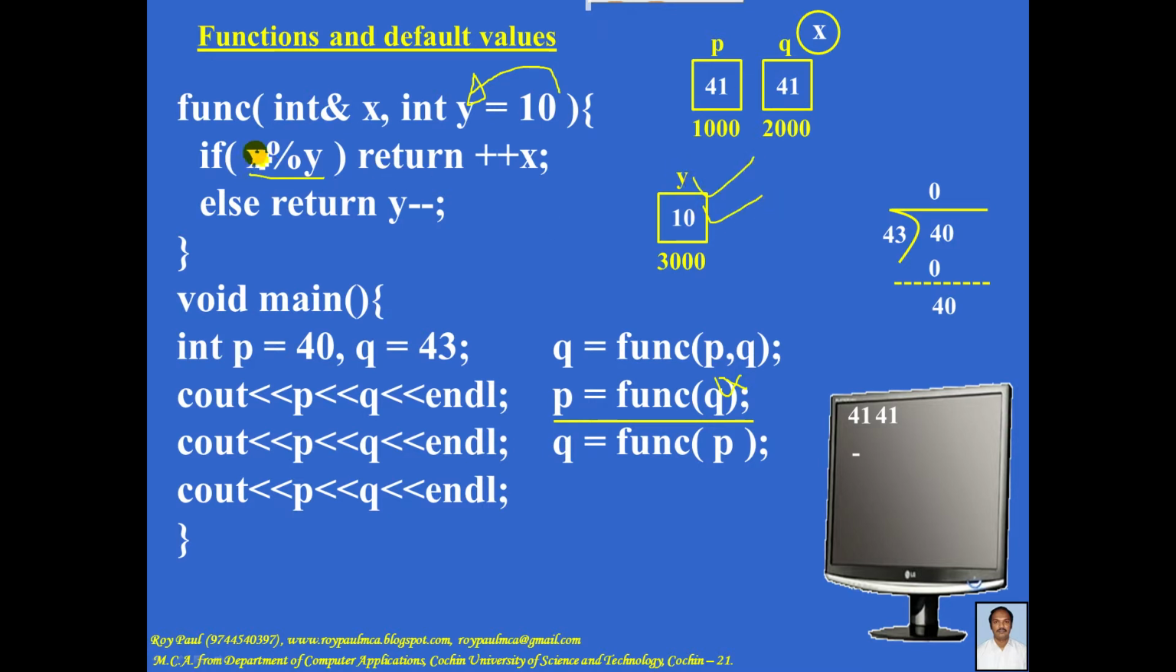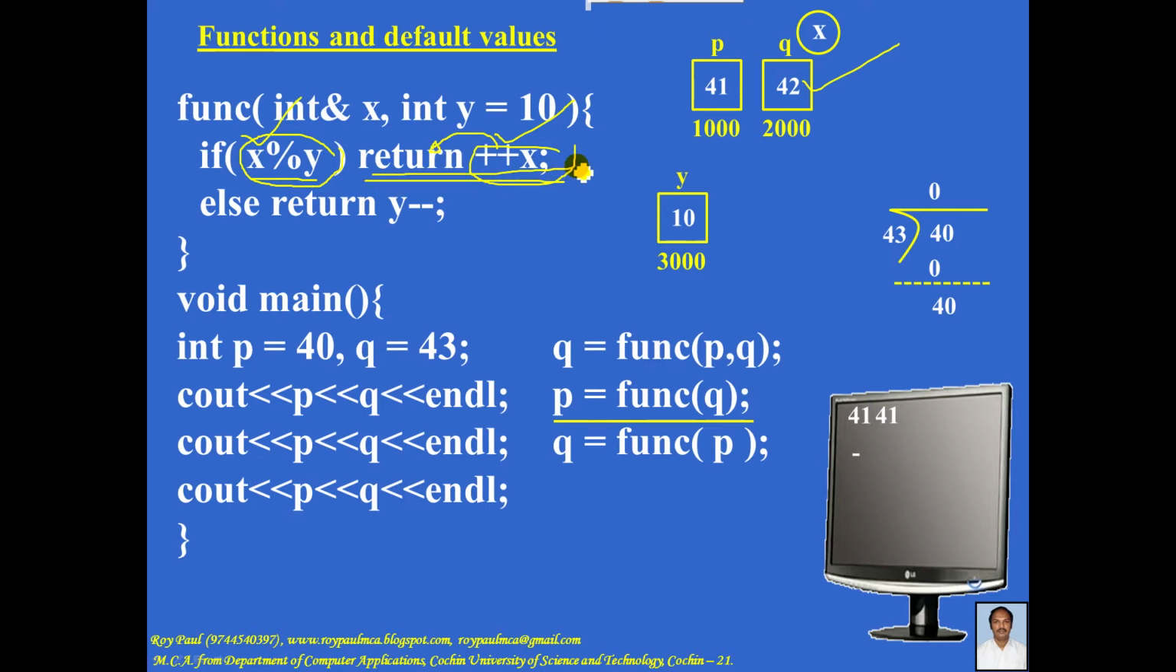Now here x modulo y, what is x? 41. What is y? 10. So 41 modulo 10. When you divide 41 with 10, the remainder is 1. The condition tested here is not equal to 0. So 1 not equal to 0, condition true, this statement will be executed. Prefix, change and use. So first change, plus plus 41 becomes 42. And after that 42 should be used for returning the answer.